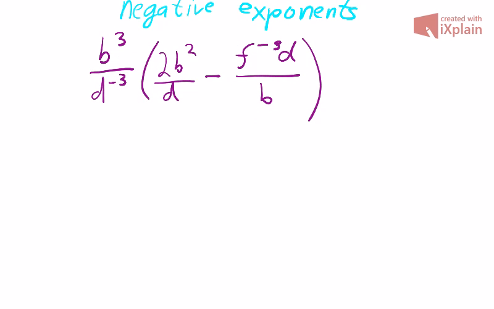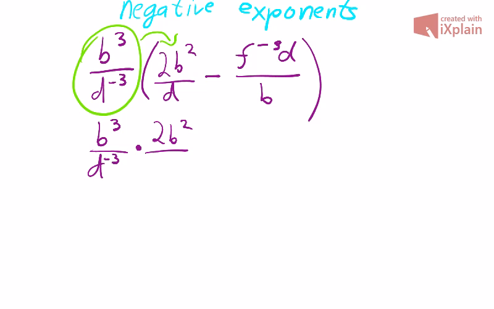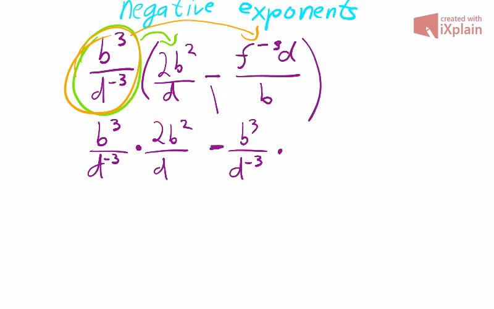As usual, our first step is going to be taking this right here and distributing it inside. So we end up with b cubed over d to the negative 3 times 2b squared over d. Our negative comes down, and we're going to do our next distribution, which goes right there, and we end up with b cubed over d to the negative 3 times f to the negative 3d over b. Beautiful. So now we can do our multiplication.